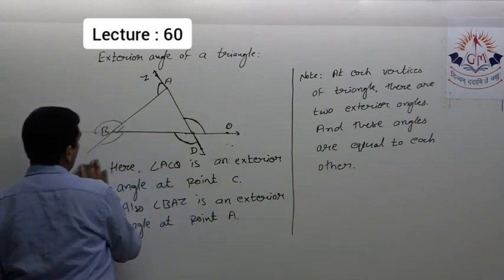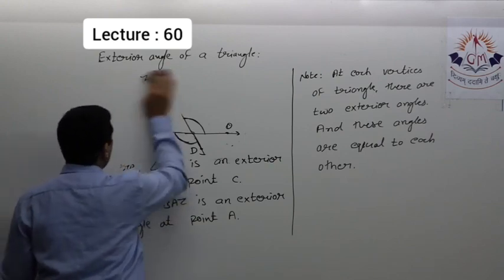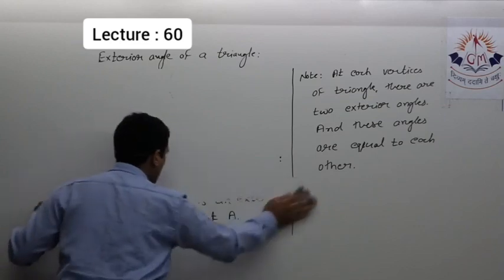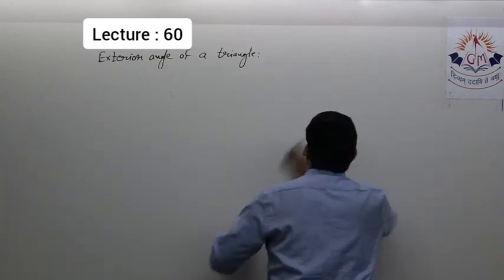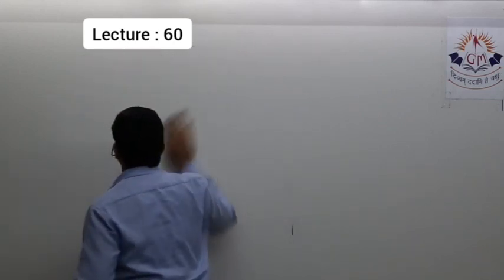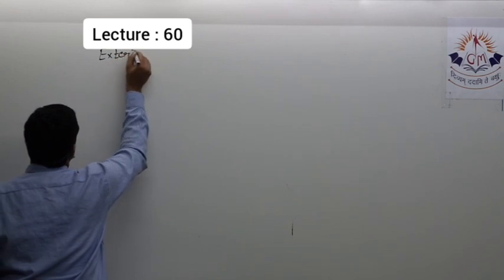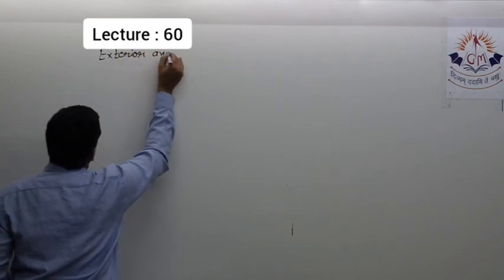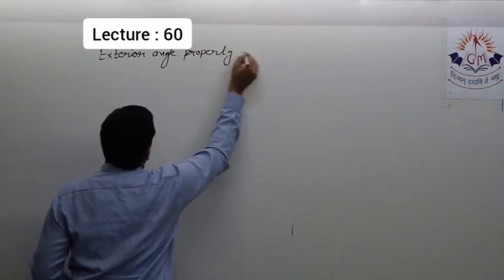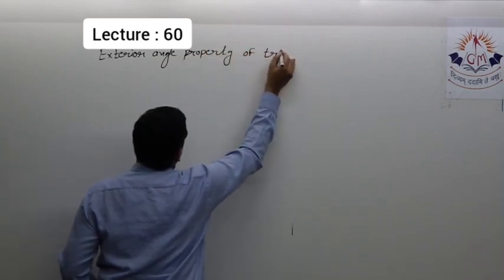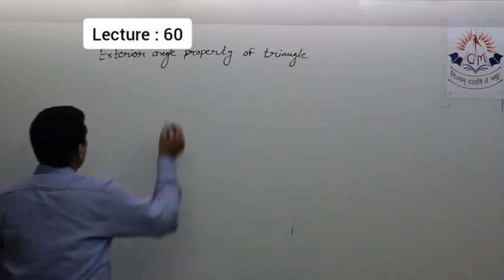Okay, so now let us see the exterior angle property. The next heading is exterior angle property of a triangle. Okay, let us see what the exterior angle property is.